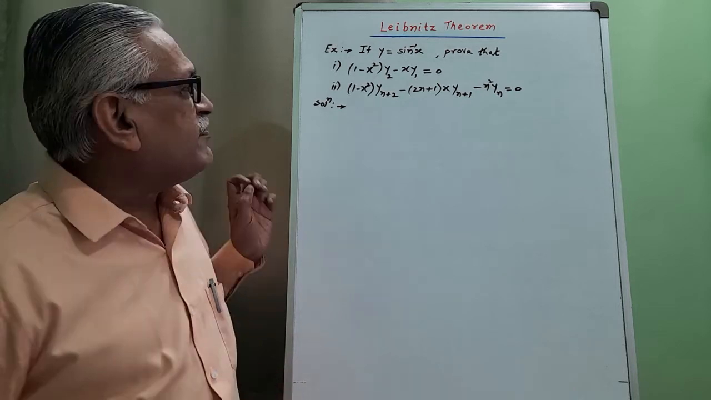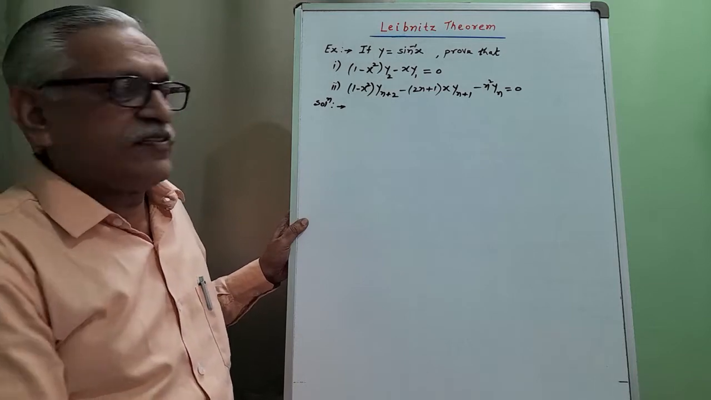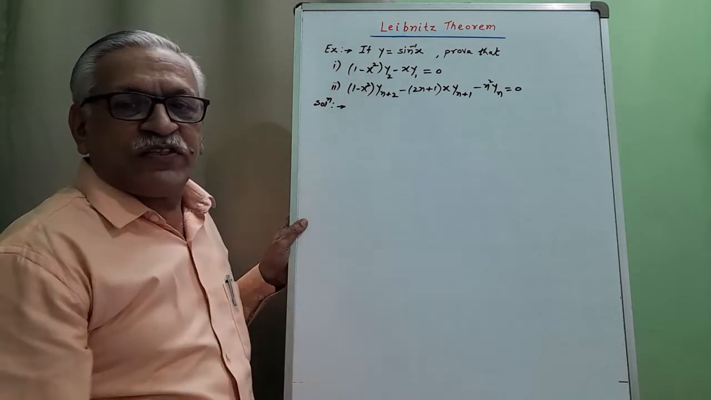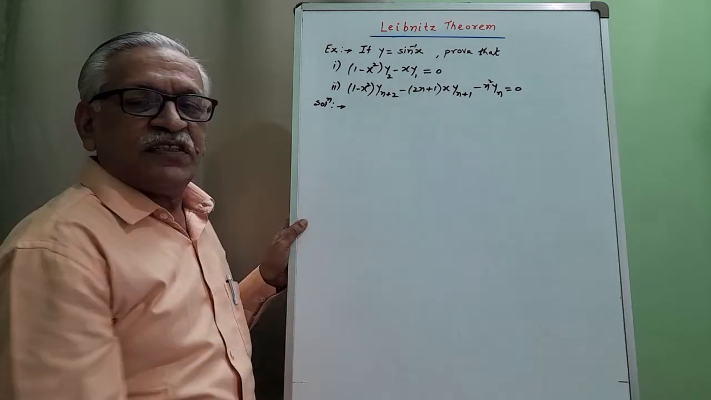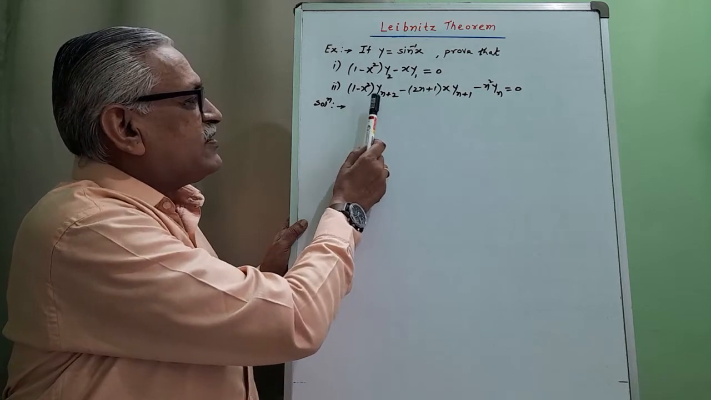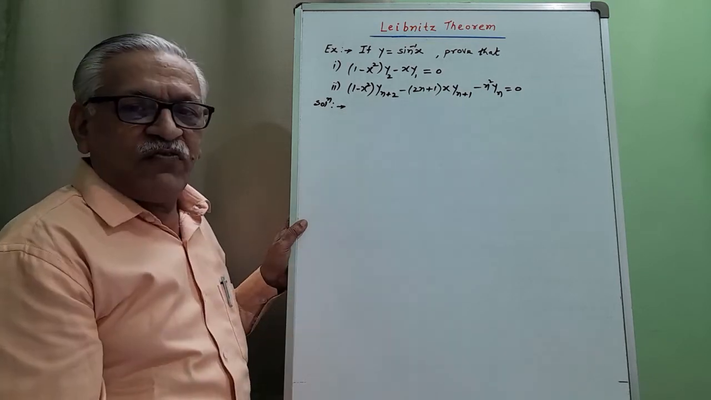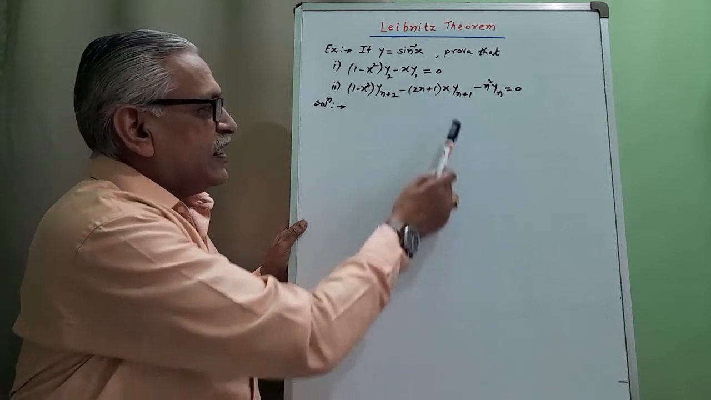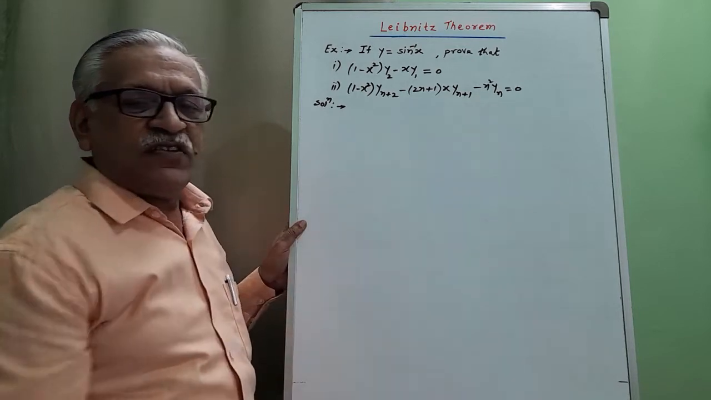Let us prove the problem. If y is equal to sine inverse of x, then prove that first one, (1 minus x square) y2 minus x y1 is equal to 0. And the second result, (1 minus x square) y(n+2) minus (2n plus 1) x y(n+1) minus n square yn equals 0.